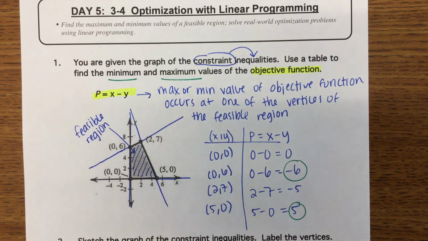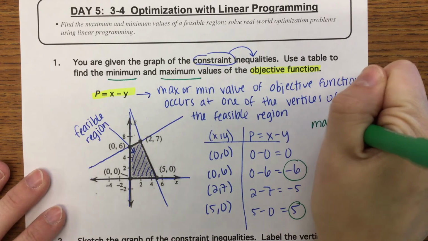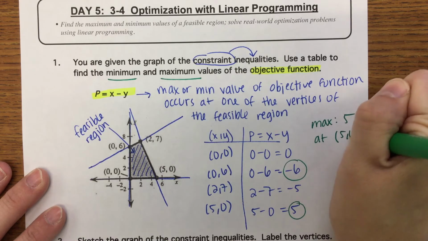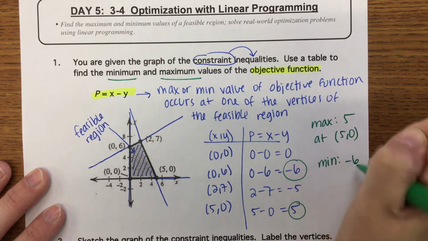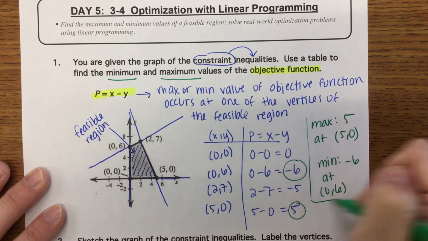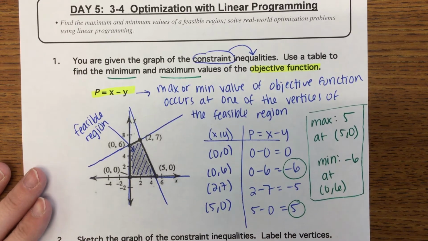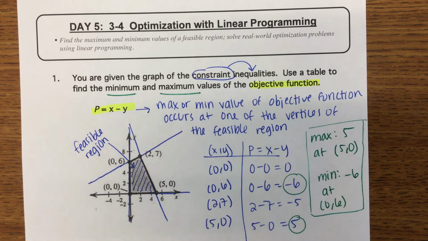So we still have to answer the question. When I say maximum and minimum values, I want to know the value of p. So I'm going to say the maximum is 5 at the point 5, 0. The minimum is negative 6 at the point 0, 6. So you always have to tell me the max and min, which is the p value, and then where that occurs, which is going to be the point. So that's the most basic kind of problem.